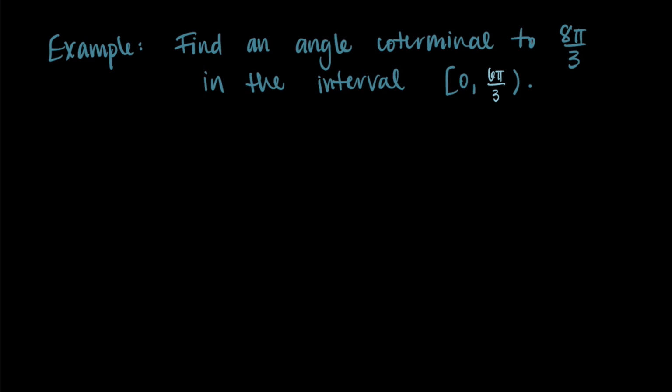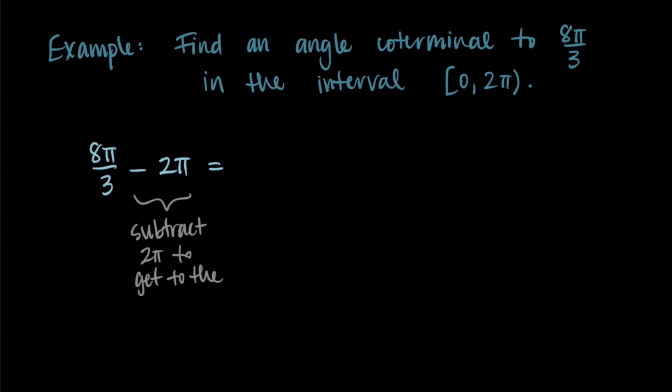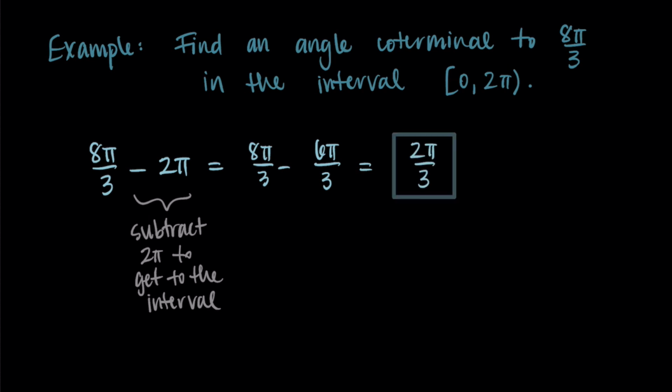We're bigger than that. We're 8 pi over 3, so we have something outside of the interval we're looking for. We have a big angle, so we need to subtract 2 pi to get down to the right interval. I'm going to subtract 2 pi, which is 6 pi over 3. So I have 8 pi over 3 minus 6 pi over 3, and that gives me 2 pi over 3. Now this answer is in my correct interval. So we would say that 2 pi over 3 is coterminal to 8 pi over 3.